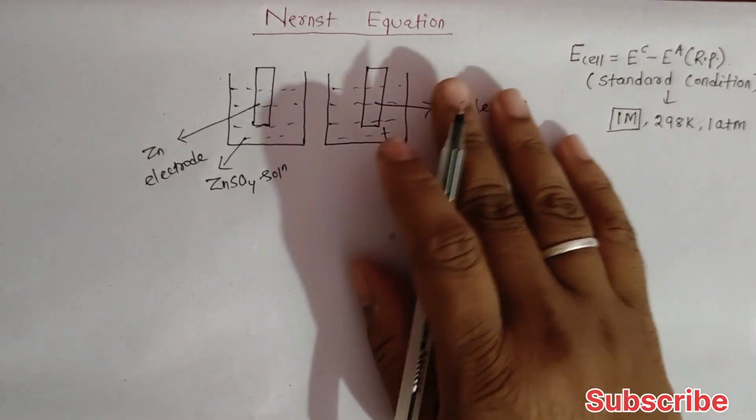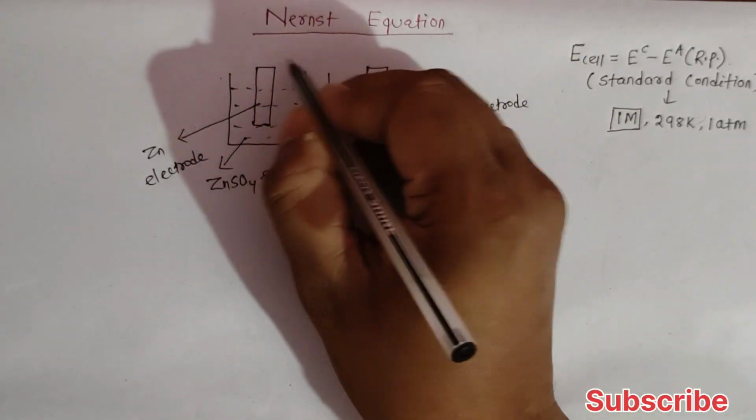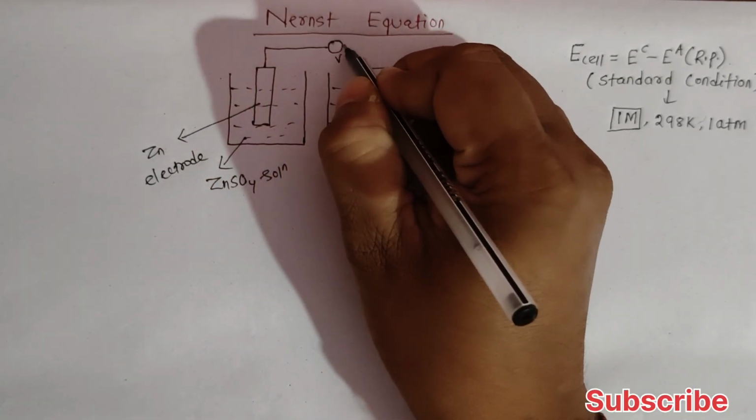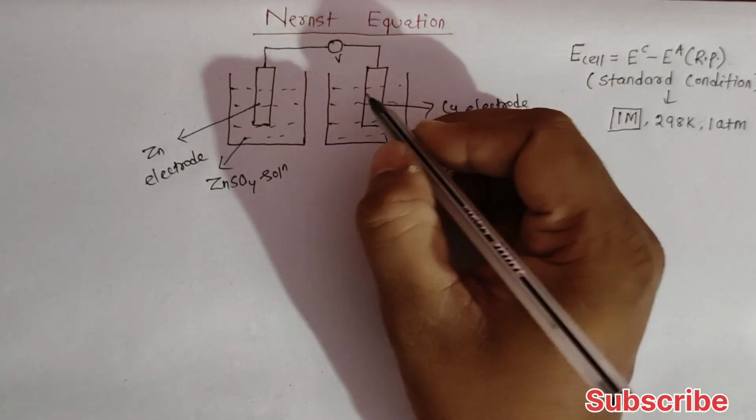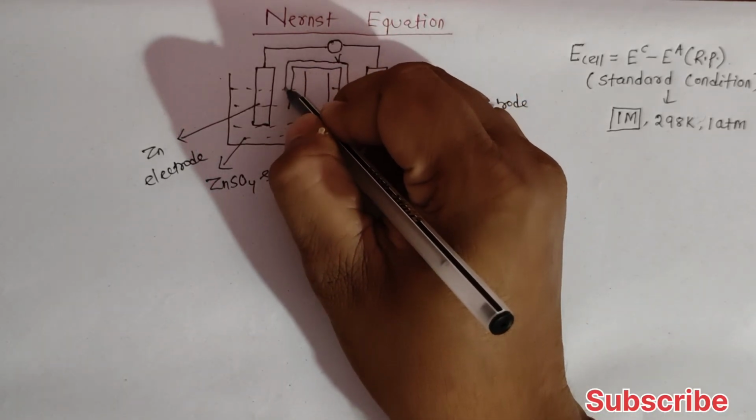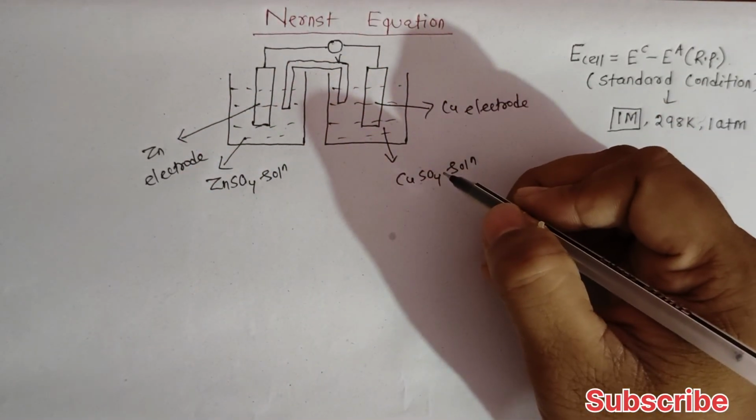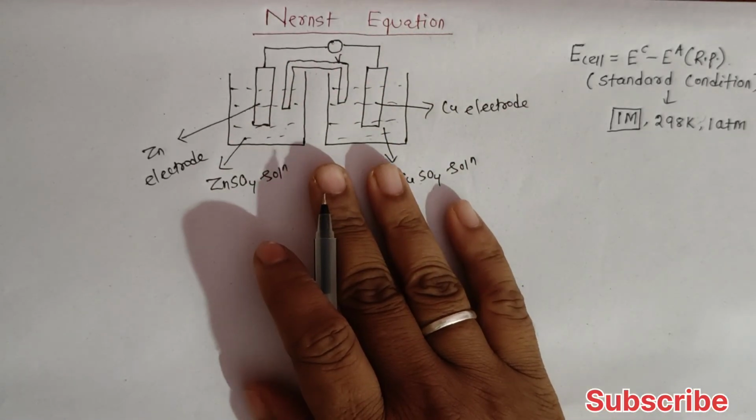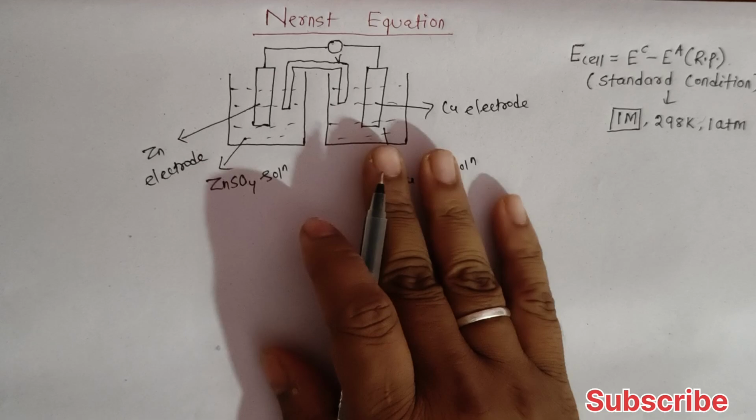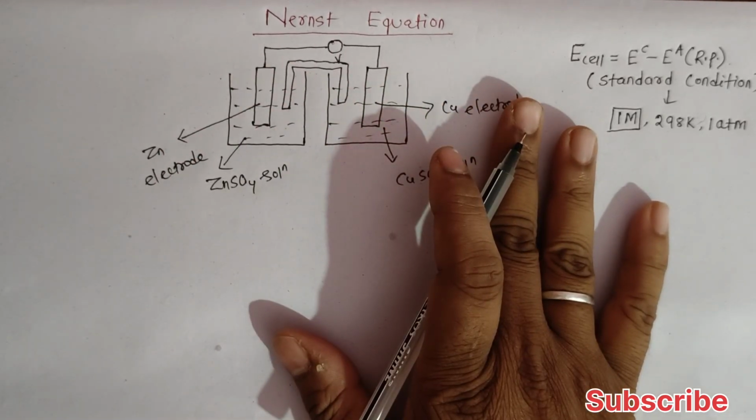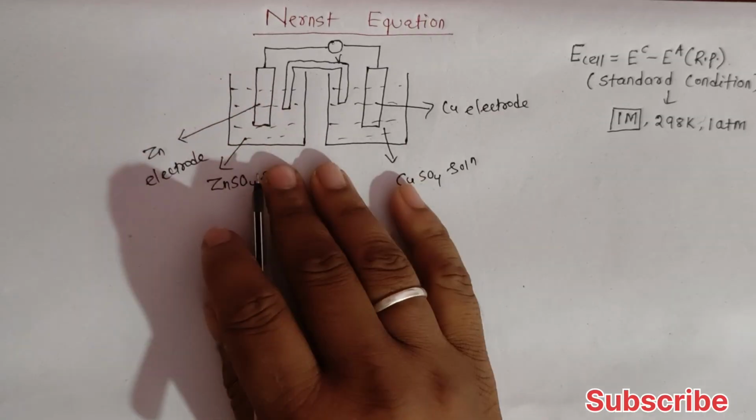Then we connect these two electrodes by using an external metallic wire with a voltmeter, and by a salt bridge also. We all know the function of the salt bridge: it must maintain the electrical neutrality between the two half cells. Clear? Yes or no? Very simple. So the main point is what?